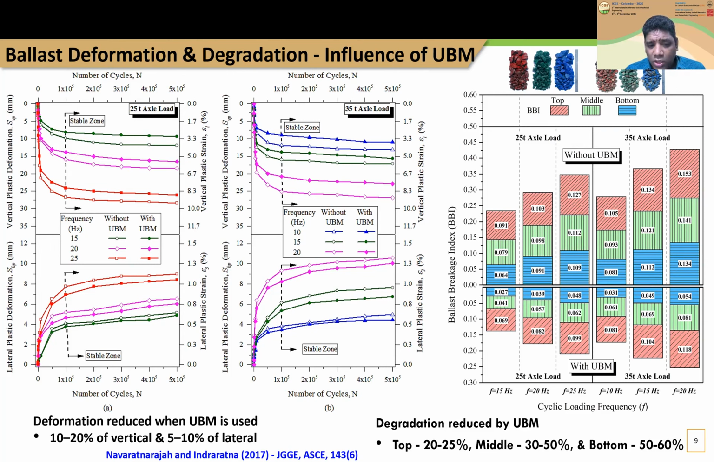The test results here also show a significant reduction in vertical deformation, about 10 to 20%, and the lateral deformation is reduced by 5 to 10%. And the degradation is also significantly reduced: 20 to 25% at the top, 30 to 50% in the middle, and 50 to 60% at the bottom. The bottom is the place directly in contact with the concrete layer, but by placing the rubber pad, it reduces the degradation significantly.